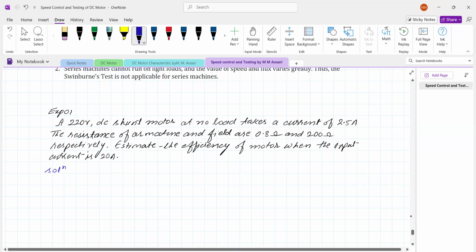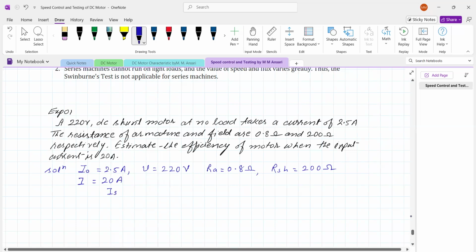So the motor takes the no load current I0, which is 2.5 ampere. Voltage is 220 volt, armature resistance RA is 0.8 ohm, shunt field resistance RSH is equal to 200 ohm, and the load current is equal to 20 ampere.